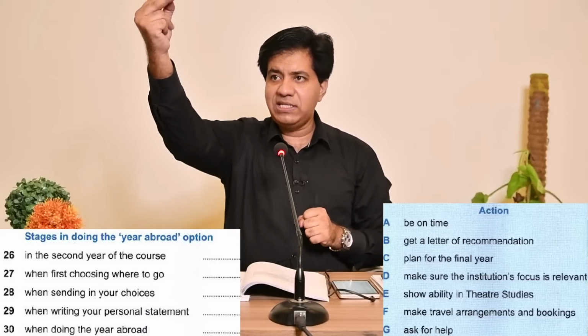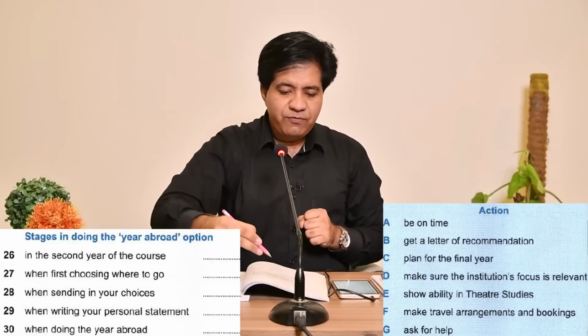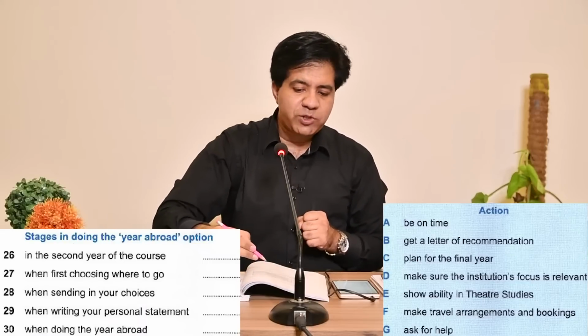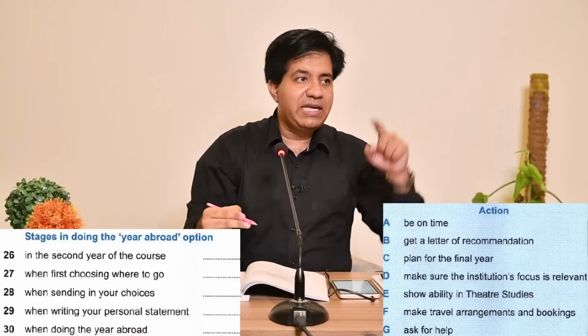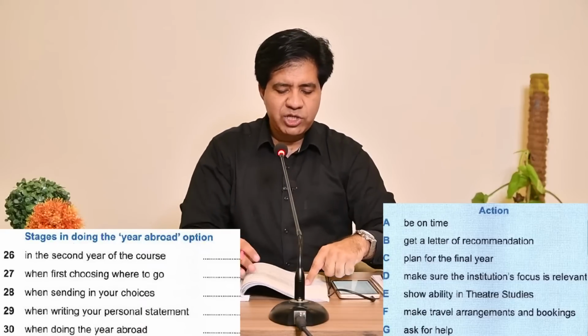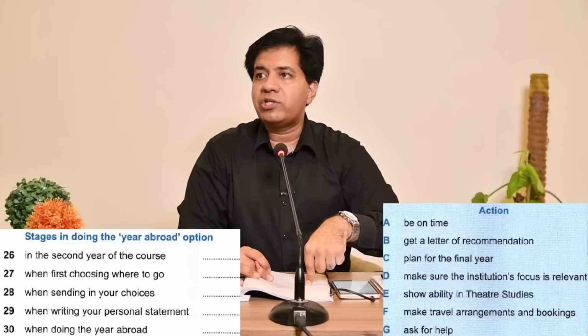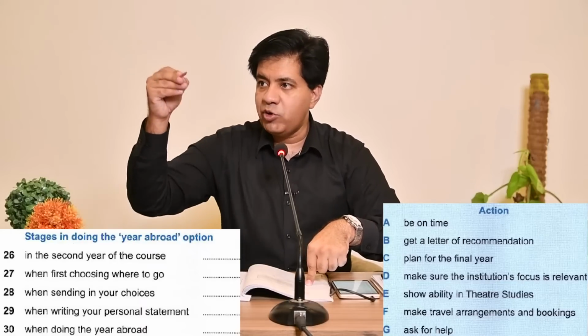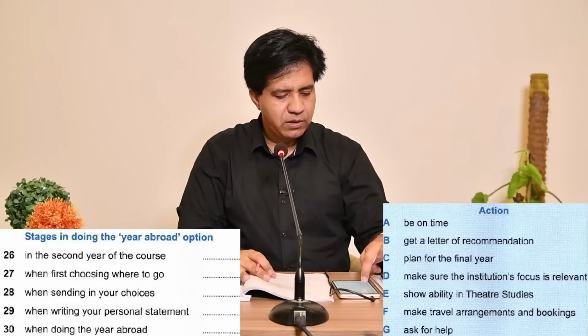Now this hand which is holding the pencil will move between the options. Options are action. A, B, C, D. And this hand, that is not the writing hand, it will be on question 26. Second year of the course. Now let's see what is it that you have to do in the second year of the course.